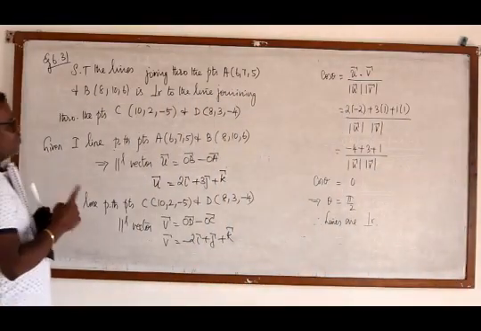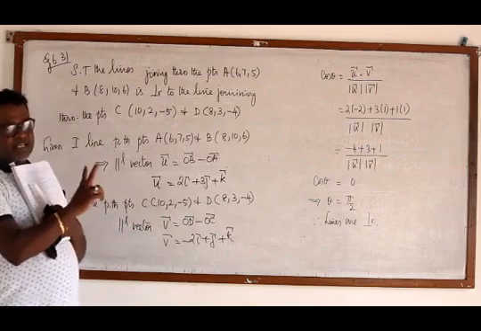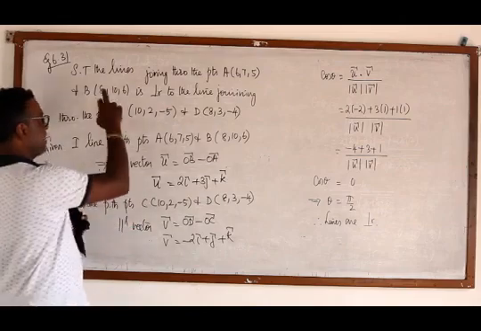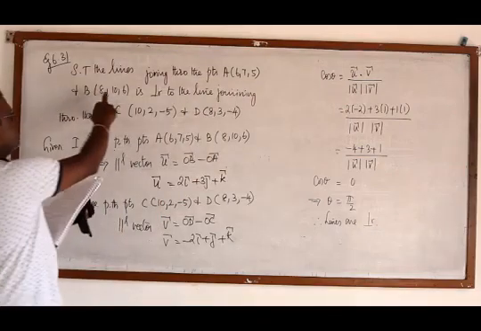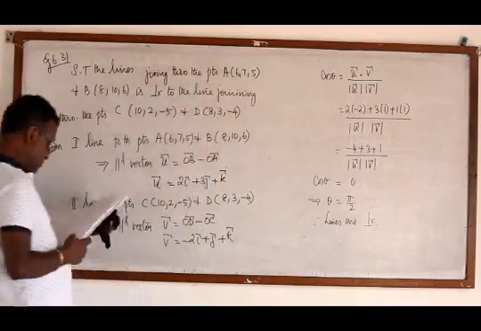So remember, I have to find out the vectors. When I subtract the points, I get the vectors. That is, second vector minus first vector is the vector. Second point minus first point is the vector.